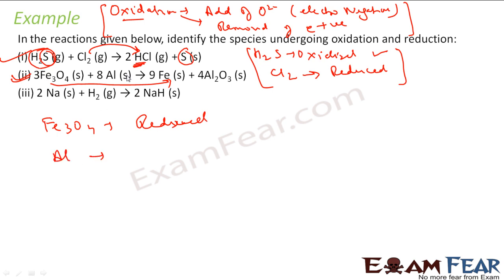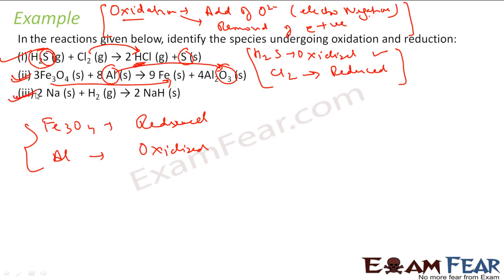But let's double check. Aluminium becomes Al2O3. That is addition of oxygen. Addition of oxygen is nothing but addition of an electronegative element, which is oxidation. So this guy is oxidized. Correct.